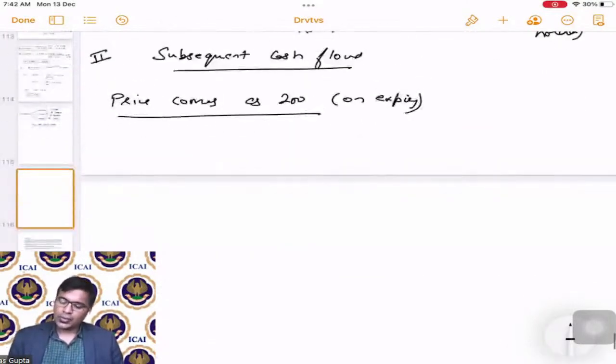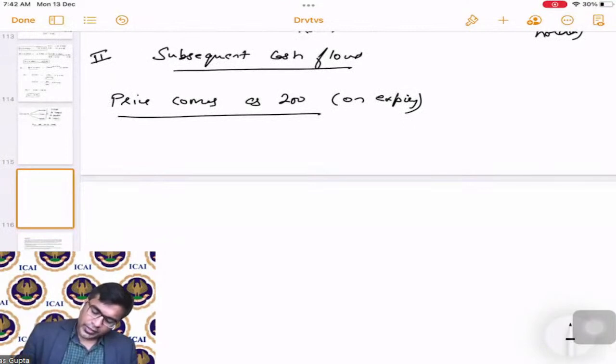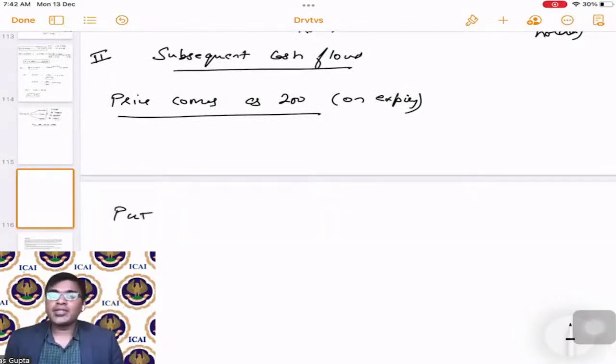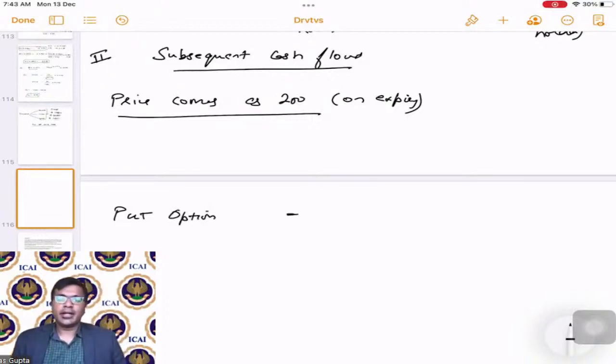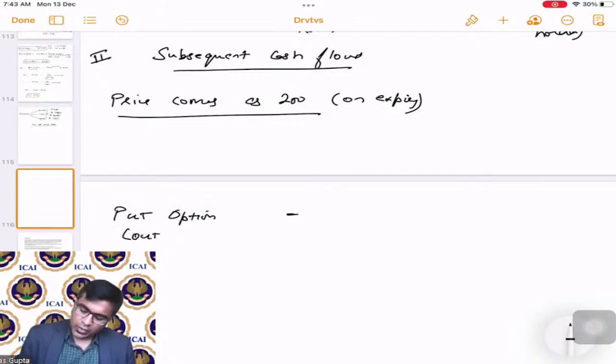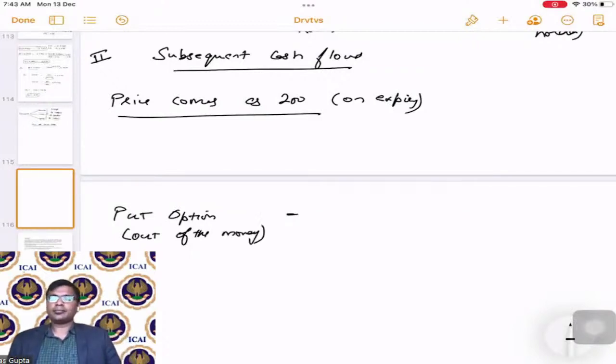So on expiry, for the put option holder, what is the strike price of the put option? 180 rupees. The strike price is 180 rupees, and the actual spot price has gone to 200 rupees. That means the put option is totally out of the money, because the spot price is higher than the strike price. That means the put option is of no use. So the put option will fetch nothing. It is out of the money. This is what the put option will mean.